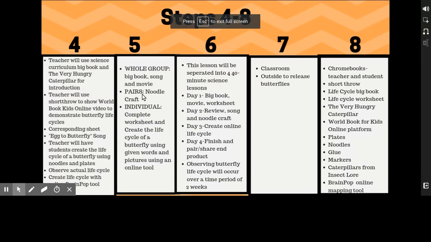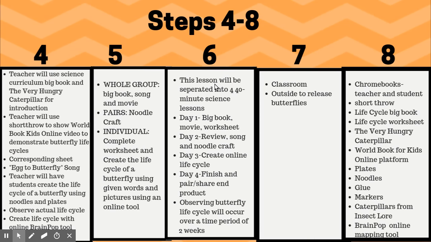Okay, and step 6 will be how the educator determines pacing, length of lesson, and how many days are required to decide upon here. For this particular lesson, it will be separated into four 40-minute science lessons. Day 1 is the big book, movie, worksheet. Day 2, review, song, and noodle craft. Day 3, create the online life cycle. Day 4, finish and pair share the end product after they have printed it out. And also, during that time, there will be consistent butterfly observation of the life cycle over a two-week period.